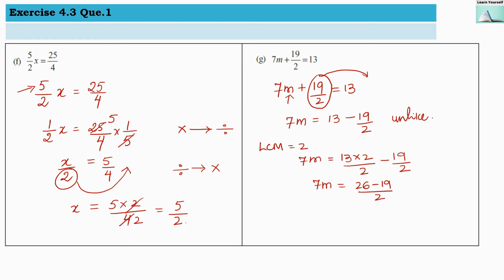We get 7m equals 7 by 2, and this is positive because the smaller number has the negative sign. So 7 by 2 is our answer here, but this 7 is still there along with m. It is in multiplication. Once we change the side, it will go to the denominator. So we get m equals 7 by 2 into 7. This 7 and this 7 get cancelled out. We get m equals 1/2.